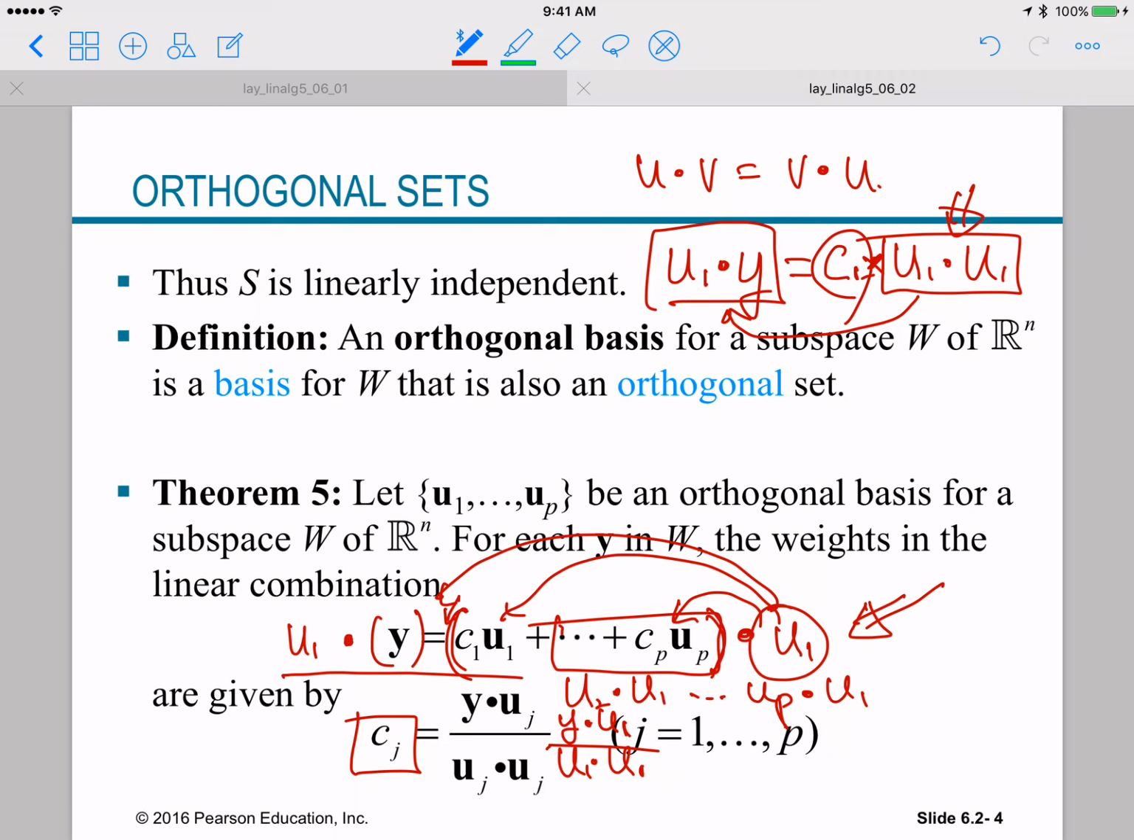So that way we don't actually need to solve the linear system.